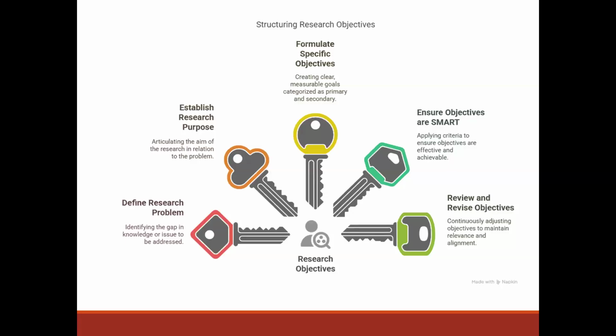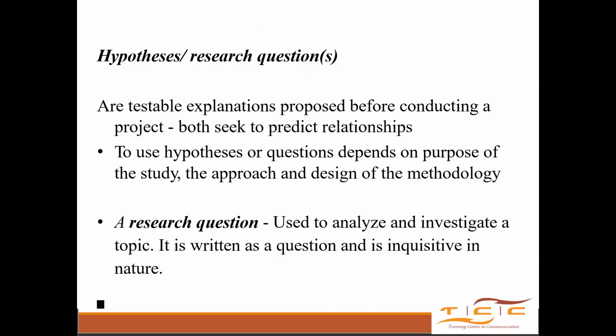Then you can now try to create objectives and very specific objectives. So create clear, measurable goals, categorize as primary and secondary, then ensure the objectives are smart. So apply a criteria to ensure objectives are effective and achievable, and then you review and revise. So these objectives, as I said, must come from the statement of the problem. Otherwise, if I cannot see them in your statement, then I'll ask myself why they are there in the first place. Then the hypothesis or research questions, depending on when.